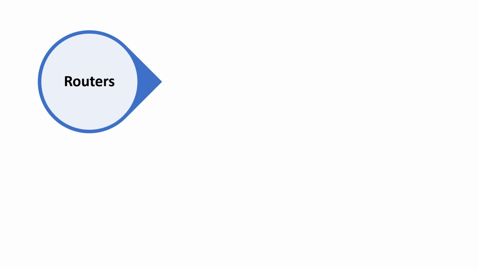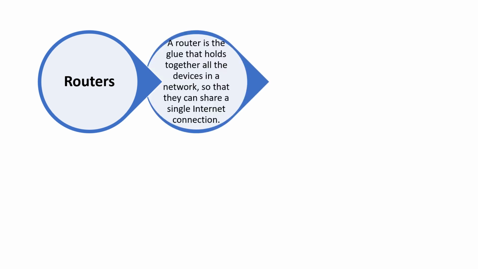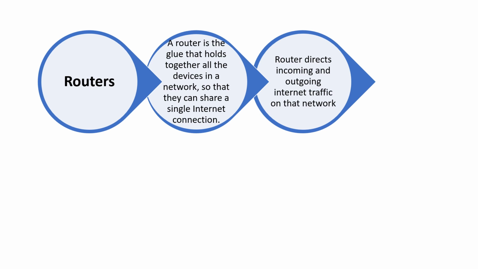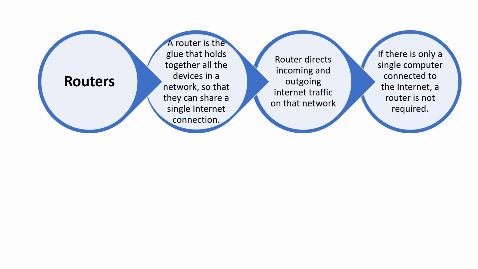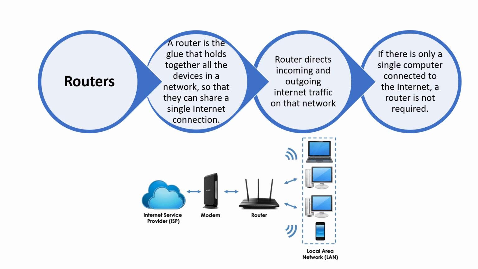Before going to the types of routers, we can see what is a router. A router is a glue that holds together all the devices in a network so that they can share a single internet connection. The router directs incoming and outgoing internet traffic on that network. If there is only a single computer connected to the internet, a router is not required. And this diagram shows the position of the router in a network. And this is a glue that holds all the other network devices.